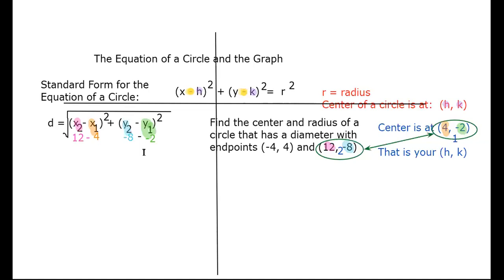12 minus 4, because that's X2 minus X1. Negative 8 minus negative 2, because the minus is part of the formula. You can't leave it out just because you have a negative 2. And we're going to put that whole piece in our calculator. I know you can't do all this in your head. I know minus negatives are intimidating, squares and square roots. You don't need to know how to do any of that anymore, because we're going to put it in our calculator exactly like you just wrote it. Let's go to our calculator.